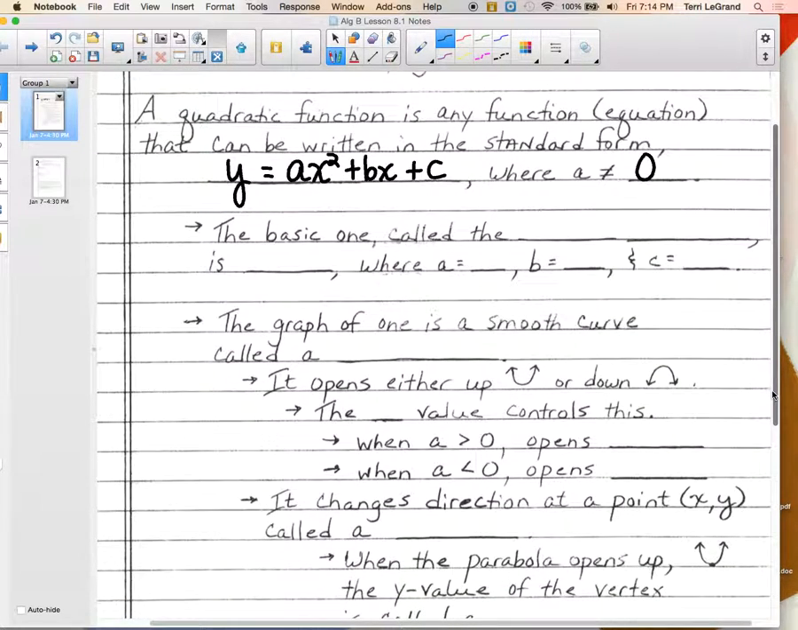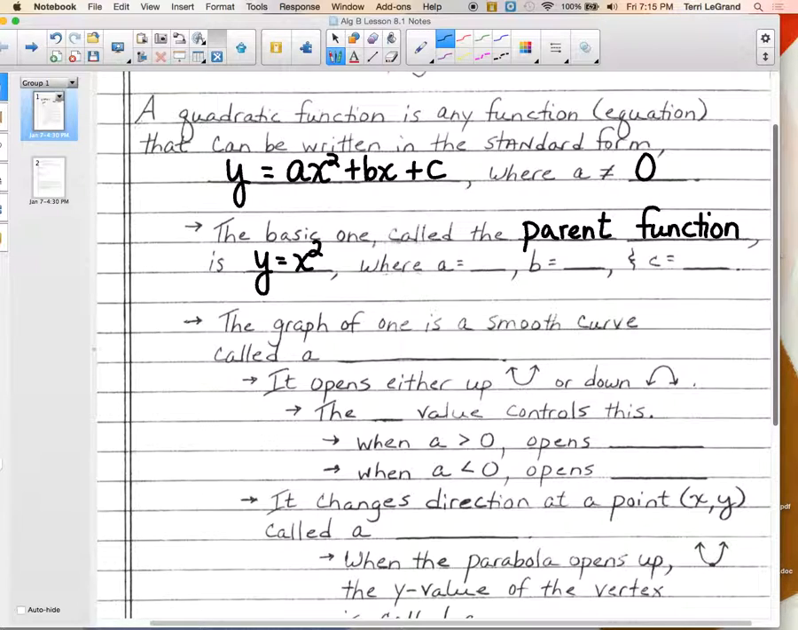Okay, so now let's look at some of the things that are going to be important for you to start getting a handle on. The most basic one, the one we kind of go off of, is called the parent function. Every function has a family, and in that family, there's a parent function. And here's the parent function. It's very basic. Y equals x squared. It only has the x squared term, doesn't have the x term, doesn't have the c term.